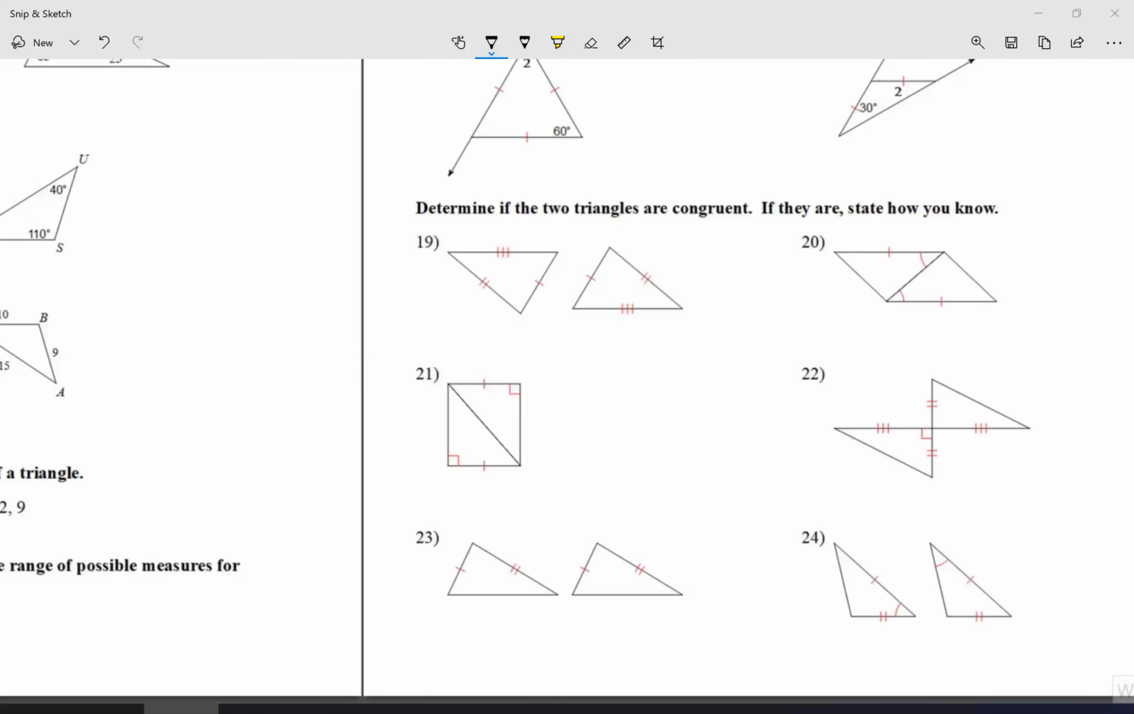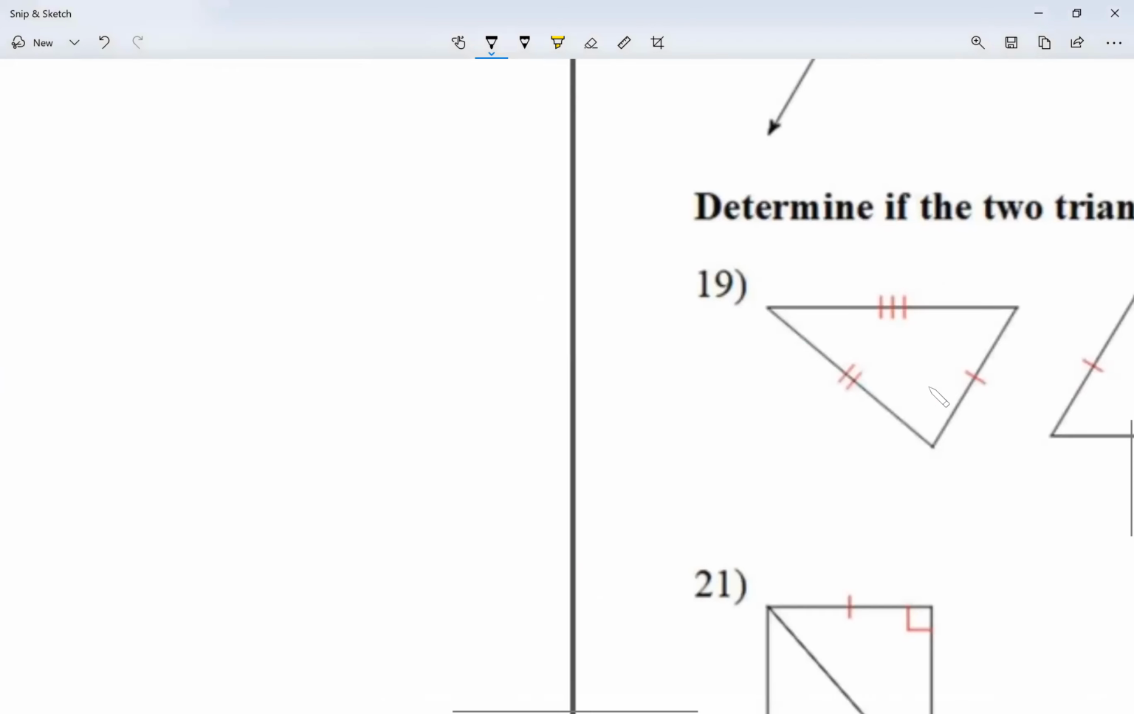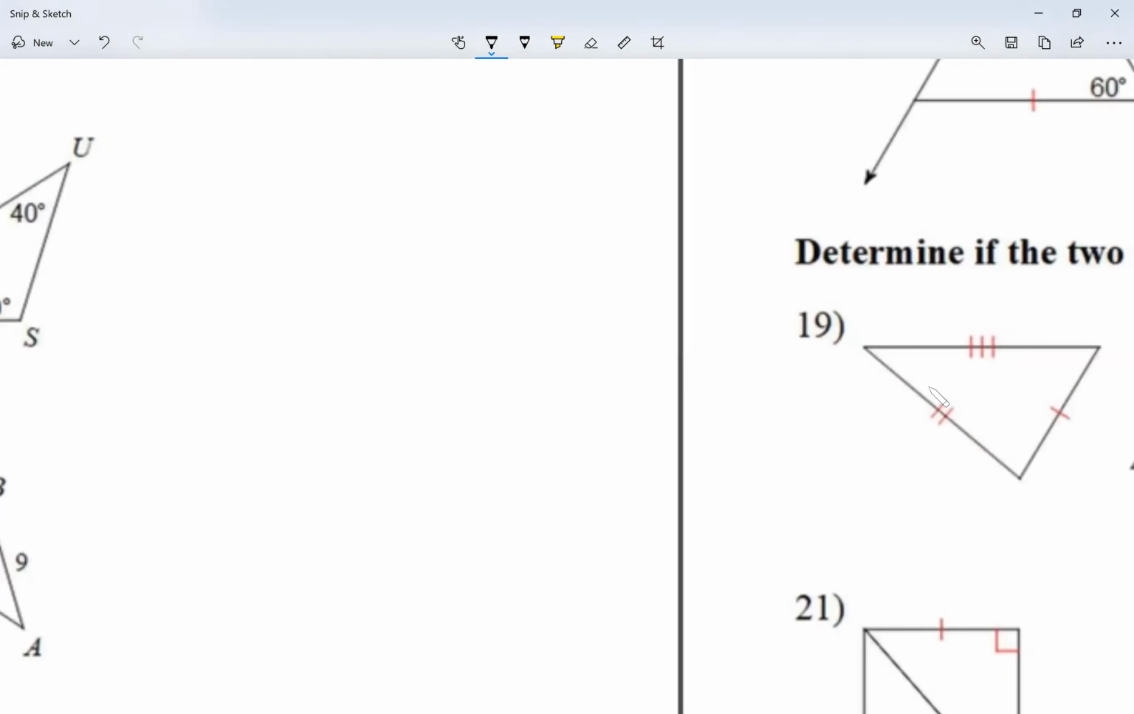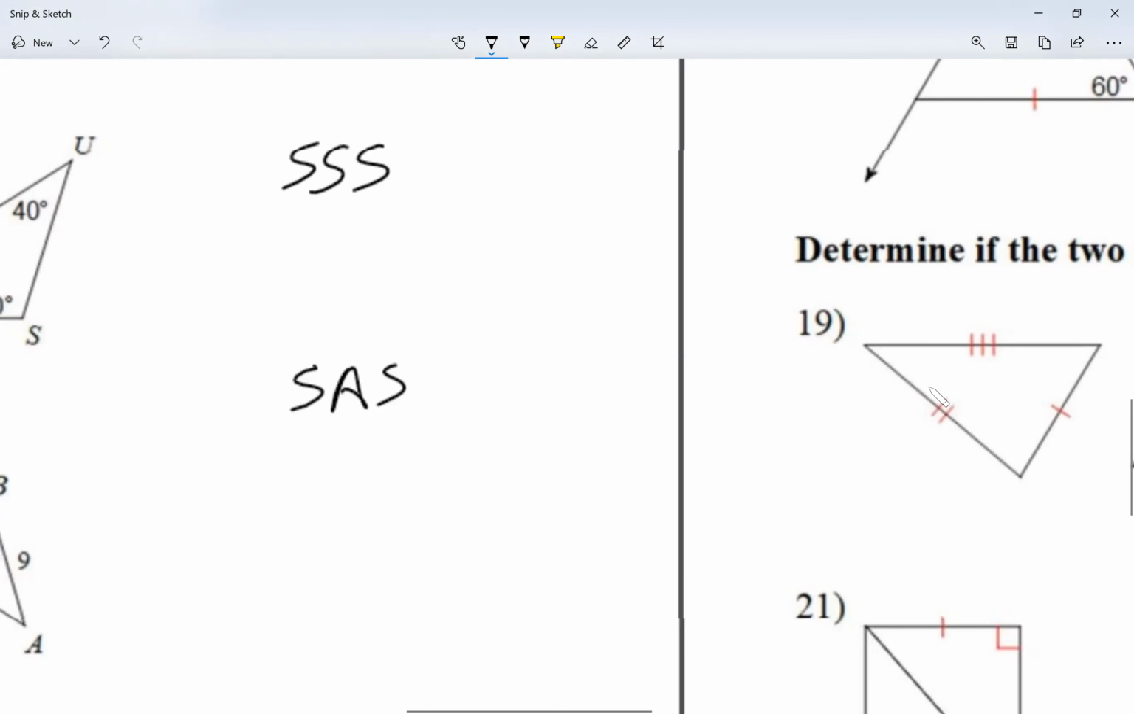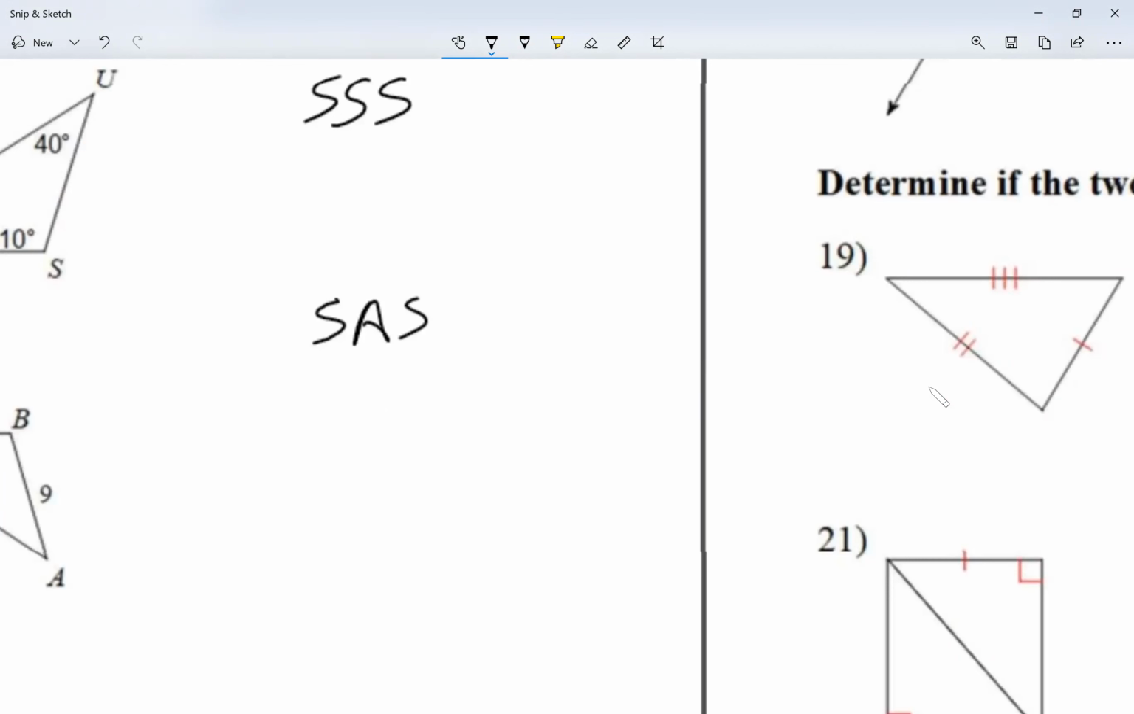Now we're going to be looking at 3 rules, okay? Let me use this space right here at the side. There's 3 rules that we're going to use. One of them is called side, side, side. The other one we call side, angle, side. And the third rule we're going to be working with, we call hypotenuse leg, okay? Those are the 3 rules we're going to be working with today.